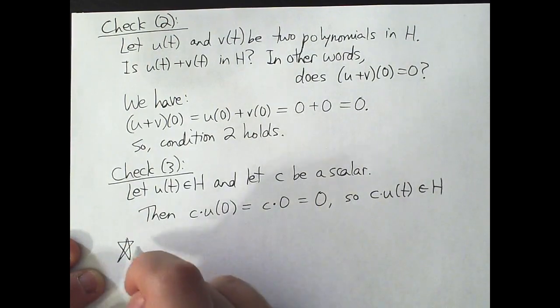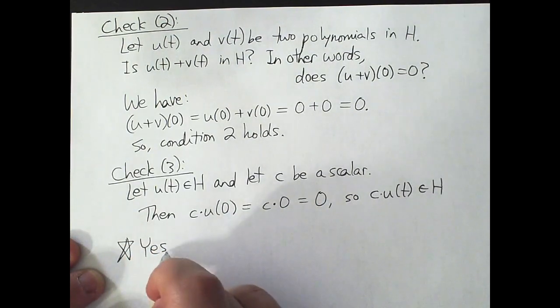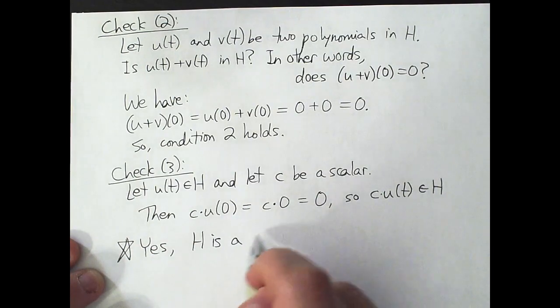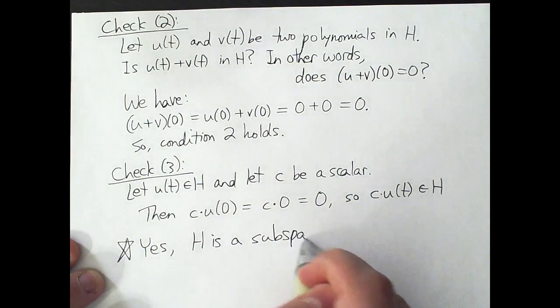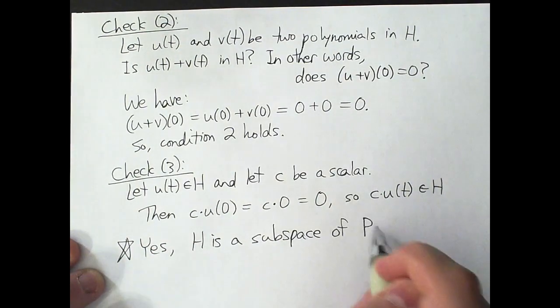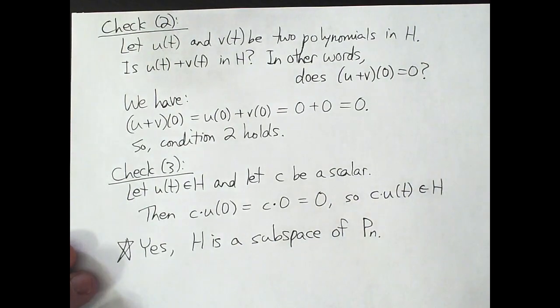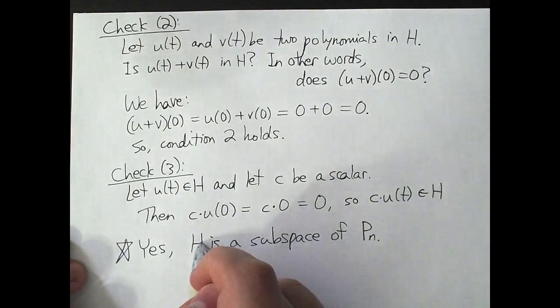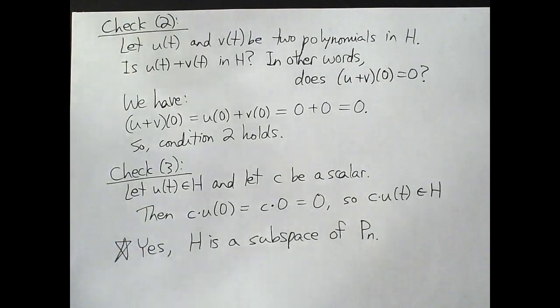And we can say in conclusion, yes, H is a subspace of Pn. So we just defined a new subspace of this vector space, and above I said that every subspace is itself a vector space, meaning that it has all 10 properties, which I said above as a fact, so we don't have to go through and verify all 10.